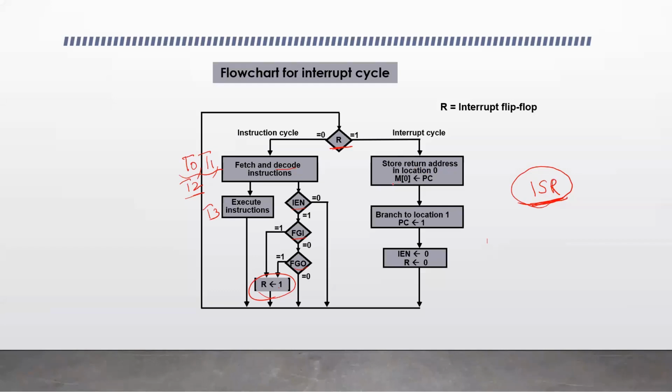It is stored in memory location 0 and the PC will be taken to location 1 and it executes the ISR. Once the interrupt is serviced, IEN is set to 0 and R, both the interrupt flip-flops, are set to 0. Once again, when the interrupt occurs, IEN will become 1 and R will be set to 1 and the interrupt cycle is executed.